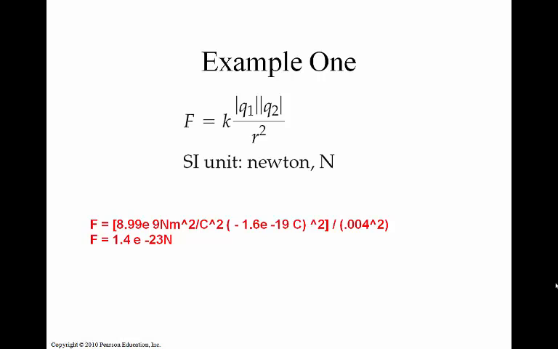Substituting into the equation, we'll substitute in 8.99 times 10 to the 9 newton meters squared per coulomb squared for k, times the charge of each electron, which gives us negative 1.6 times 10 to the negative 19 coulombs, squared. And then we'll divide that by the distance in meters, 0.004 meters, squared. That will give us 1.4 times 10 to the negative 23 newtons.